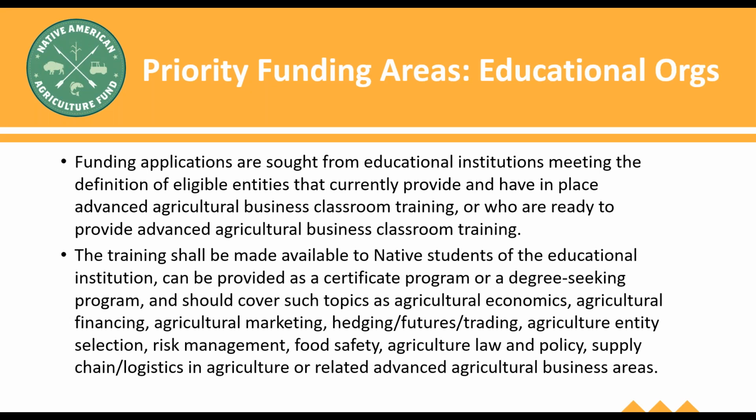Moving on to educational organizations, we're also seeking funding from educational institutions or organizations meeting the definition that's back in the previous slides. We're looking for those educational institutions that are ready to provide advanced agricultural business classroom training, or it could be online training as well. Again, because many classrooms are moving into the online capacity, we will entertain both online as well as in person. The training should be made available to Native students of the institution. It can be through a certificate program or a degree-seeking program. We don't have a preference particularly.